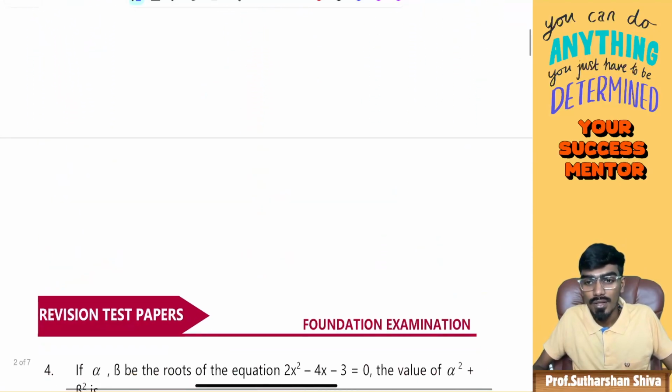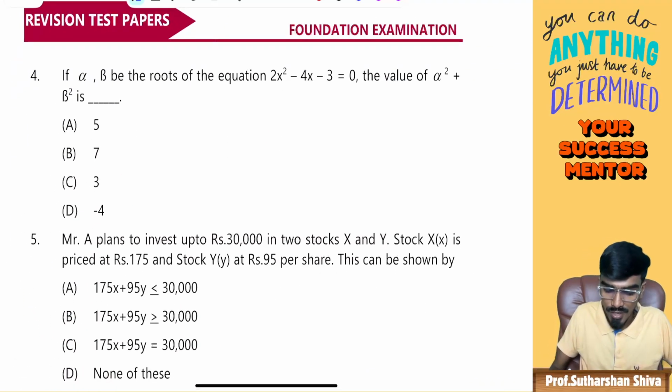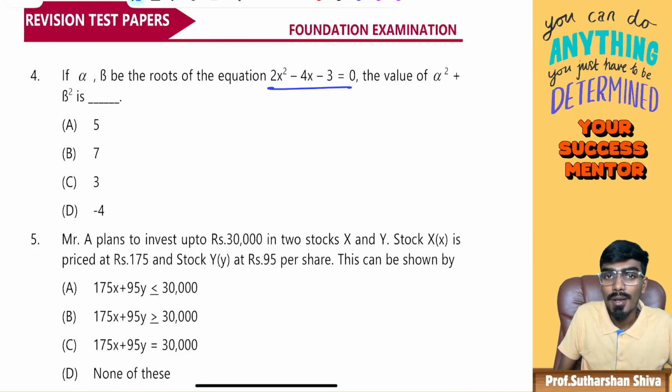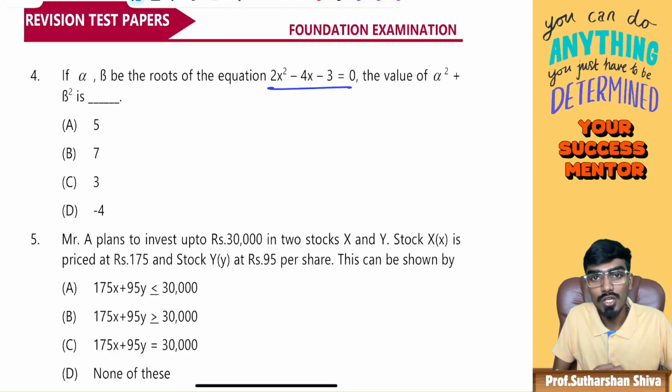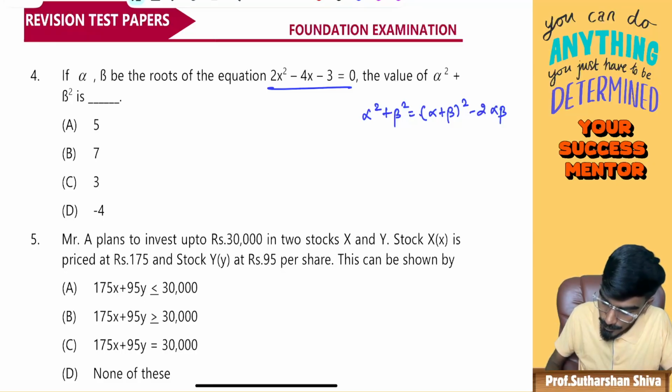Option B. Now come to the next question. Question number 4. If alpha and beta be the roots of the equation 2x square minus 4x minus 3 equal to 0, find the value of alpha square plus beta square. Alpha square plus beta square is equal to alpha plus beta the whole square minus 2 alpha beta. This was the formula.